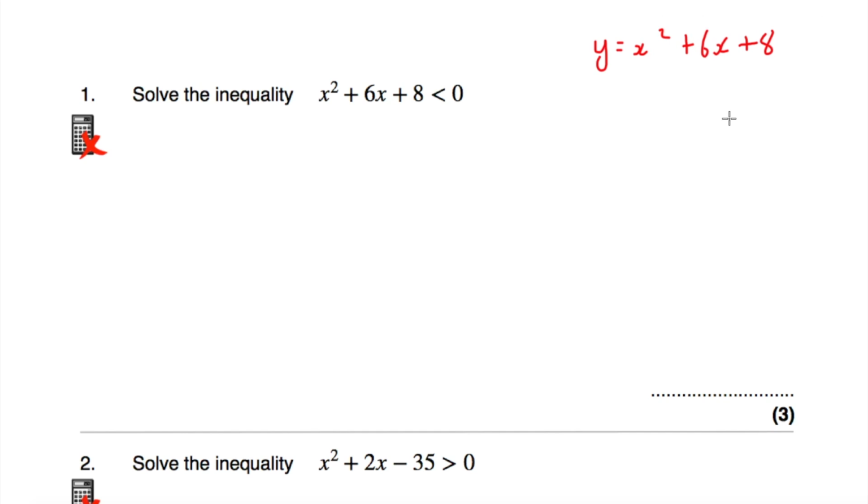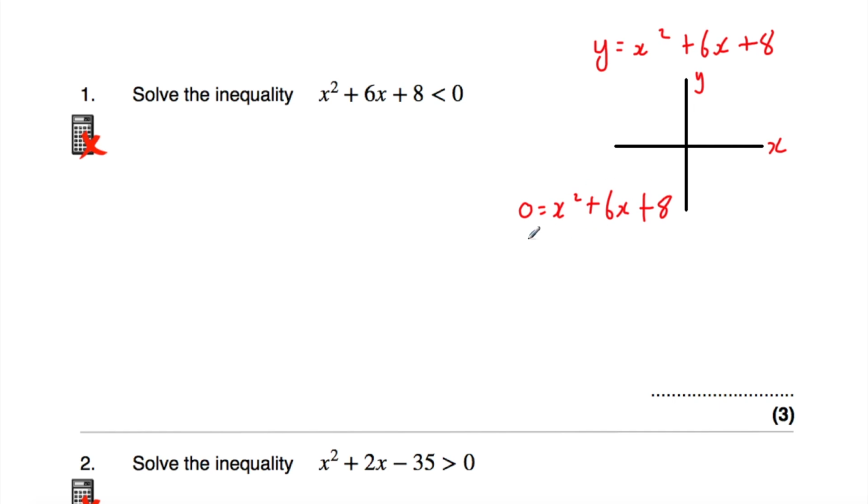So let's sketch the quadratic. Let's draw our x and y-axis, and it's just a quick sketch. It doesn't need to be drawn perfectly. We're going to label them x and y. To sketch this quadratic, I'm going to find where it crosses the x-axis. To find where a graph crosses the x-axis, you let y equal 0. So we've got 0 equals x squared plus 6x plus 8.